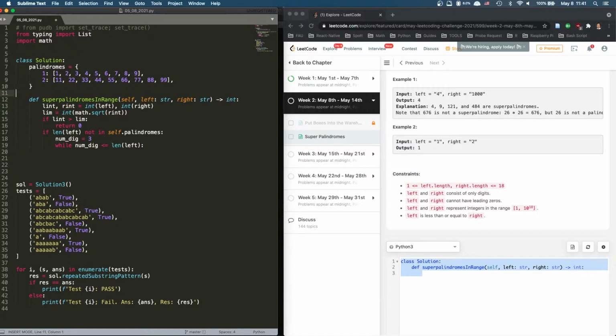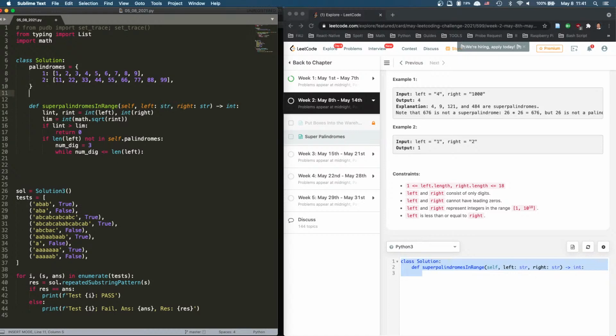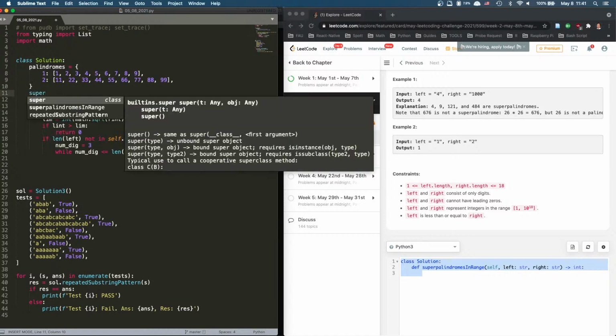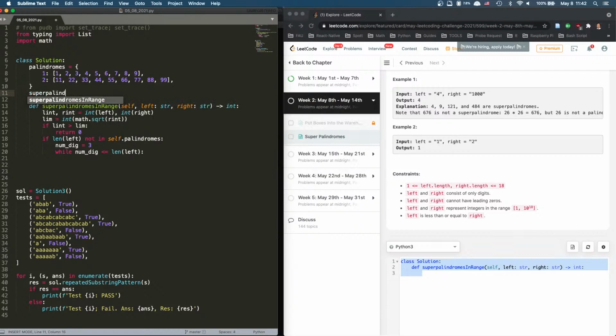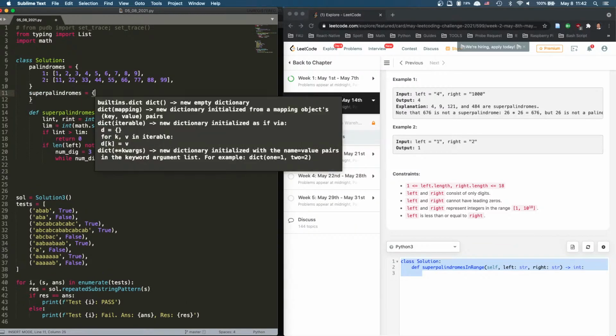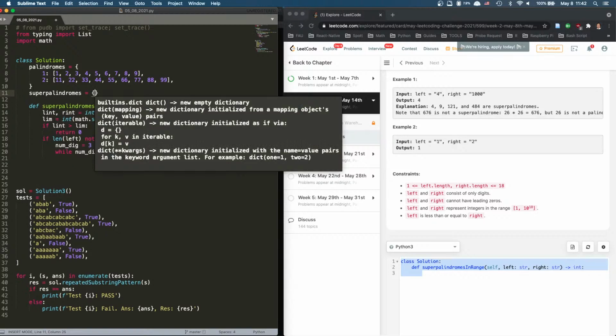We should have another one that is super, right? Super palindromes. Just an empty to start with. So this one shall record the number, right? Not number, it shall record what they are. Super palindrome.